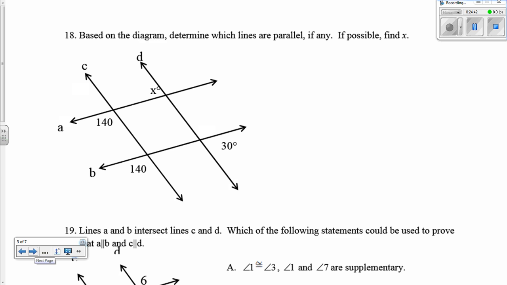Page 5. Based on the diagram, I want to determine which lines are parallel, if any, and then if possible, find x. So I have to figure out first which pairs are parallel. Again, I'm looking for which angles are congruent. Do I have any supplementary? Just looking at the picture, I have two 140-degree angles in corresponding positions. So since I have one 140 below line A, I have one 140 below line B. So I know that line A and B are parallel.